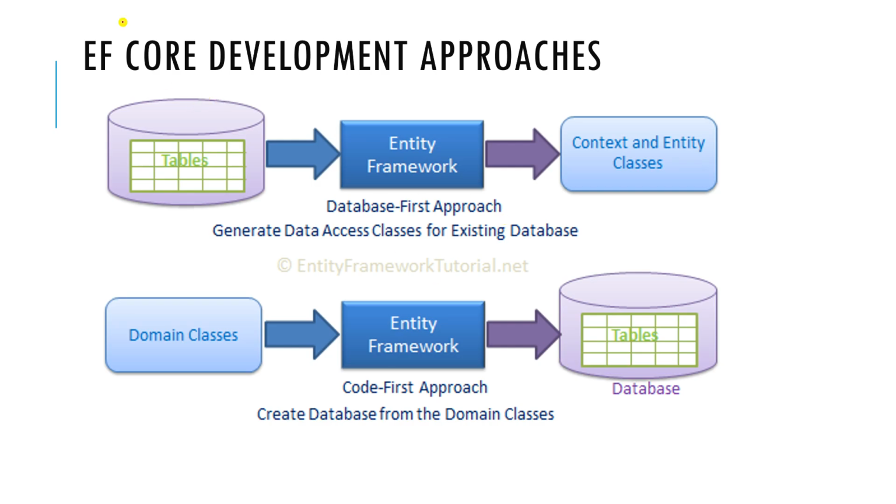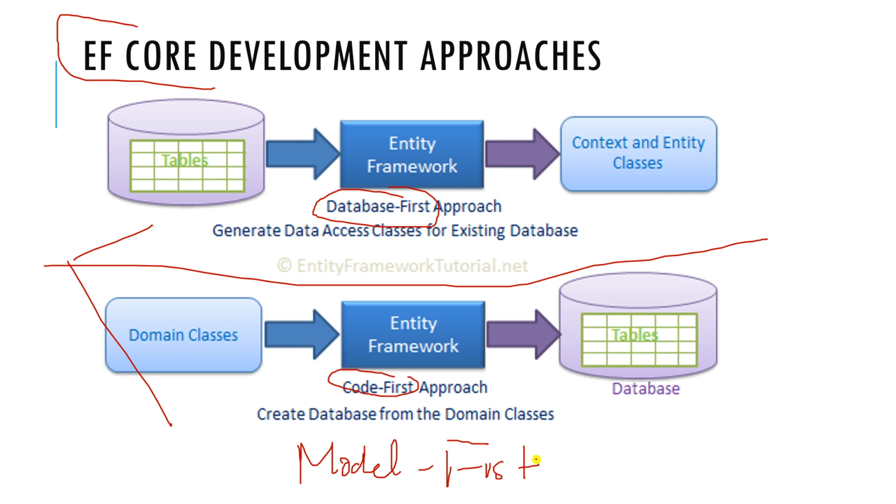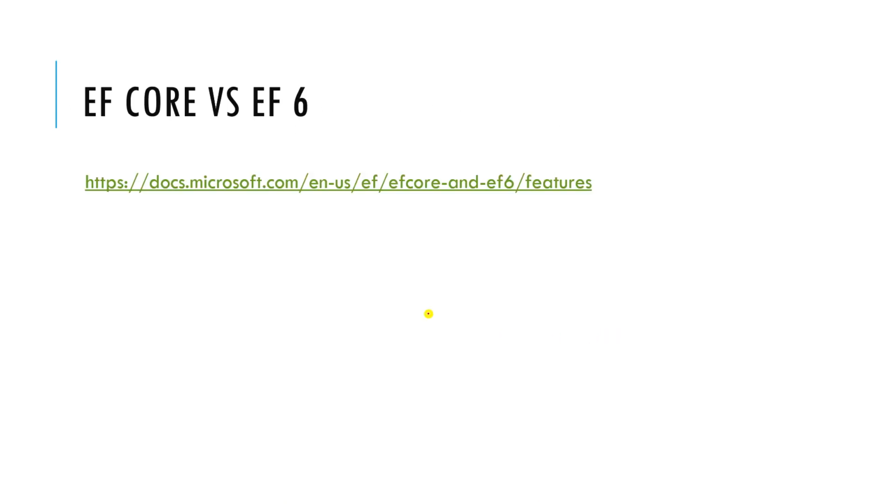In Entity Framework Core development, they only have two approaches. First is database first, second is code first. They don't have model first. Since it doesn't have the model designer, it's removed, leaving just two of them. And here I attach an example link for the difference between Entity Framework Core and Entity Framework 6. You can see it on this website.